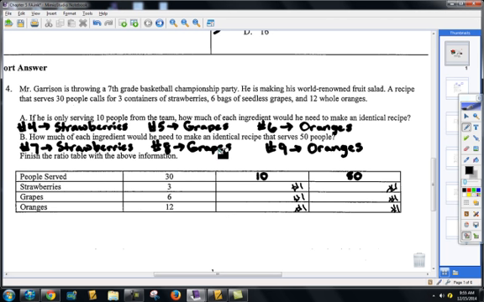Okay? So, Mr. Garrison is throwing his 7th grade basketball championship party. He is making his world-renowned fruit salad. My recipe calls for 30 people, and it's going to contain 3 containers of strawberries, 6 bags of seedless grapes, and 12 whole oranges. Okay? So the first part was already given to you, right, guys? It was already there for you. Okay? And then I even went as far as to fill this in for you.